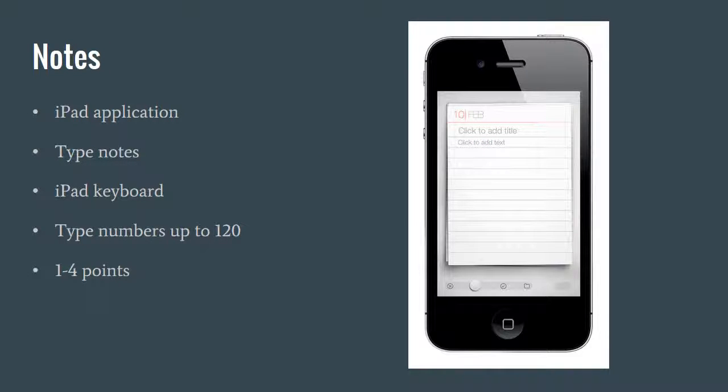The seventh assessment will be based on the student's use of the iPad application Notes. The Notes application allows individuals to type messages and notes using a regular iPad keyboard. In this assessment, students will type their numbers from 1 to 120. The students will then share what they typed with the teacher. They can earn 1 to 4 points on this assessment.